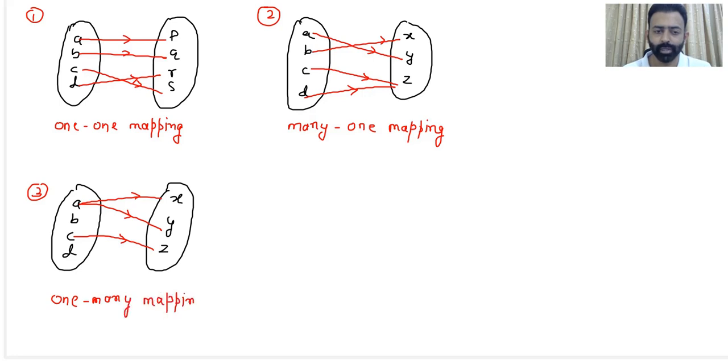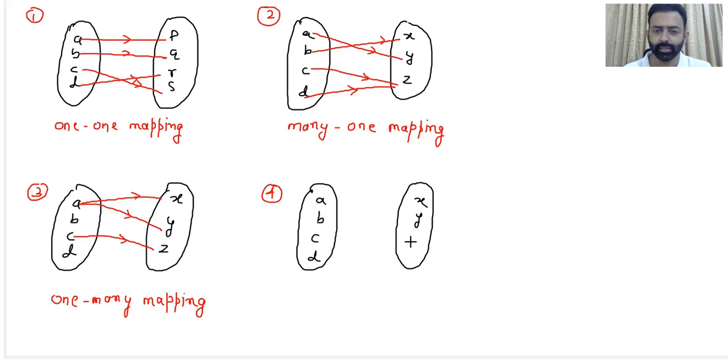One to many mapping, and the fourth one is just the combination of all these mappings, which is called many to many mapping, meaning multiple values of the input are related to multiple output values. Okay, so let us say we have A, B, C, D, X, Y, Z. And the mapping is, let us say, A is related to X, A is related to Z, B is also related to X, C is also related to Z, and D is also related to Z, without leaving any input variable.